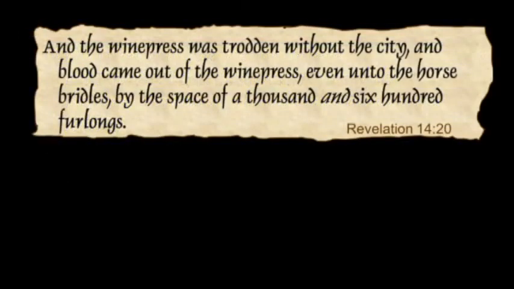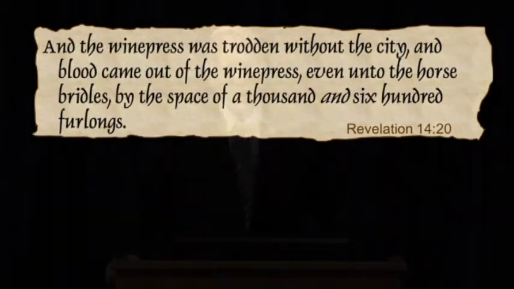We'll move on here. In Revelation 14, verse 20, it speaks of the winepress trodden without the city, and blood came out of the winepress, even unto the horses' bridles. Apparently four feet deep? By the space of 1,600 furlongs. What on earth does 1,600 furlongs have to do with anything biblical? Can you find that term or that distance anywhere in the Bible? What's it doing here? What does that mean?